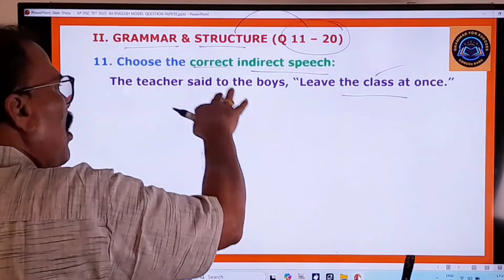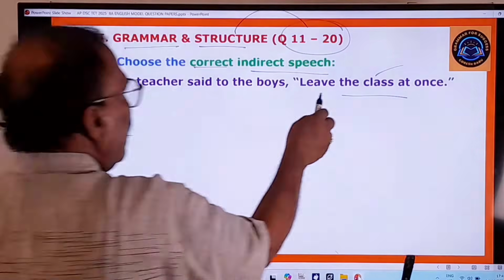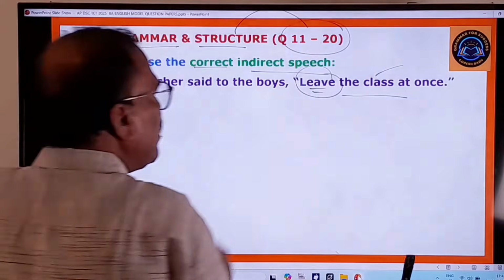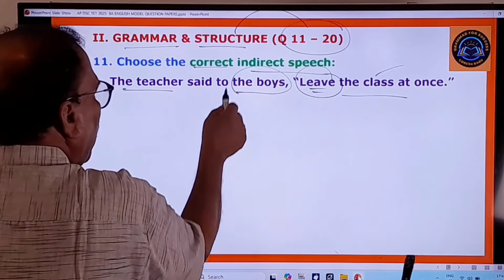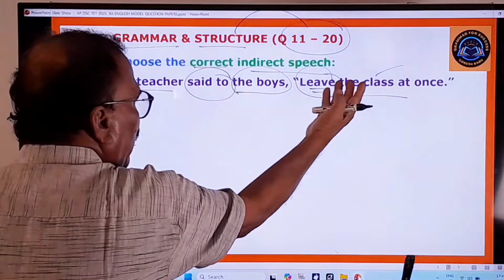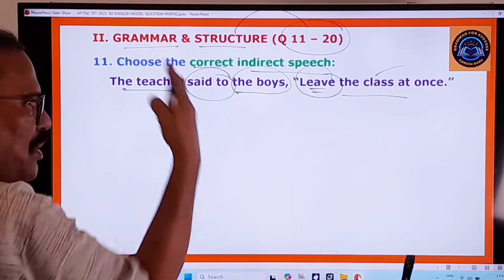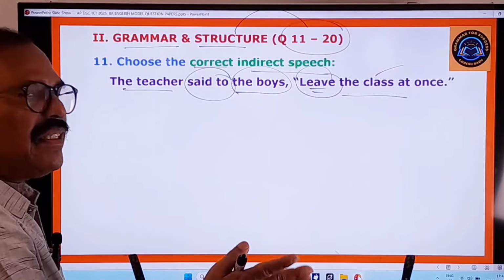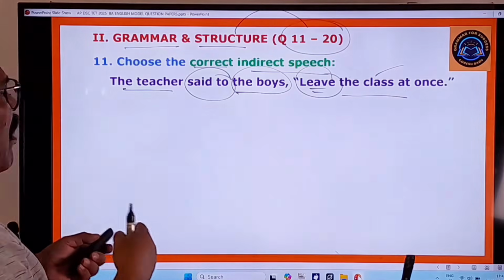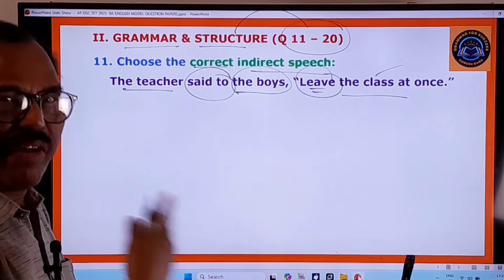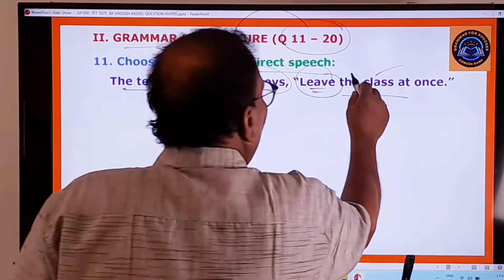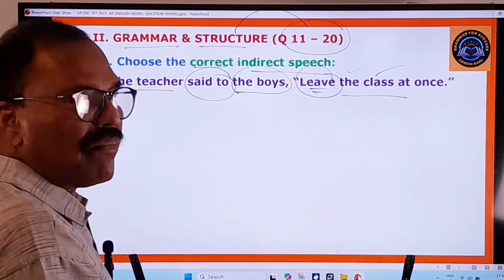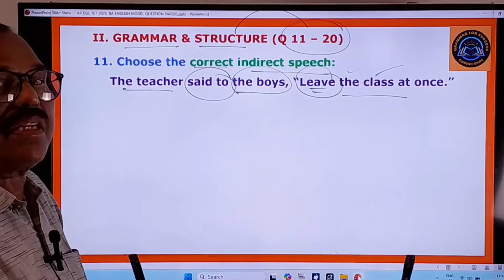You just try to understand this statement. Leave the class at once. This is an imperative sentence, and the teacher is saying these words to the boys, and here said to is there. Whenever there is an imperative sentence, this said to must be turned into the relevant reporting verb. Maybe warned, ordered, advised, okay, whatever it may be, according to the context. So what is the context here? Leave the class at once. How does the teacher say these words?